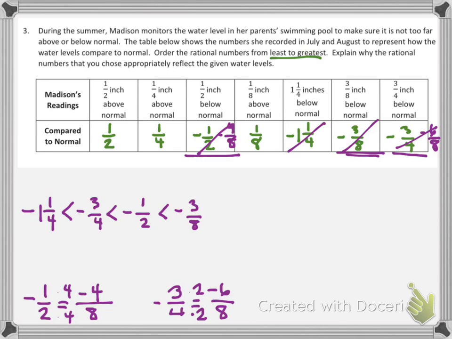And I have, again, 1/2, 1/4, 1/8. If I change these into 8ths, this would be 4/8 and this would be 2/8. So the smallest one is 1/8, so that's less than 1/8. And 1/8 is less than 2/8, which they gave it to us as 1/4. And that is less than 4/8, which was 1/2. So there it is, least to greatest.